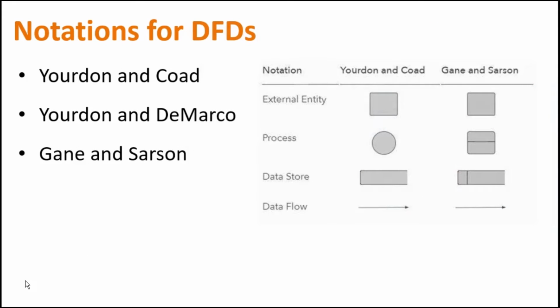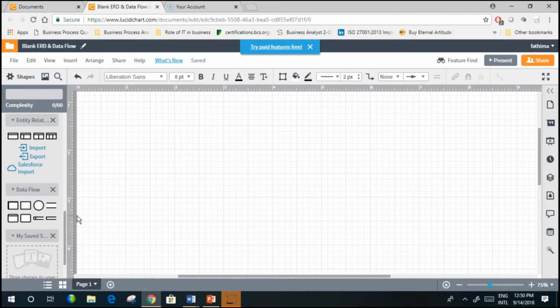When we talk about data flow diagrams, there are multiple notations, such as Yourdon and Coad, Yourdon and DeMarco, Gane and Sarson, etc. So today I will be using Yourdon and Coad notation. So let's get started. The tool I'm going to use today is called Lucidchart, which has a free online version.